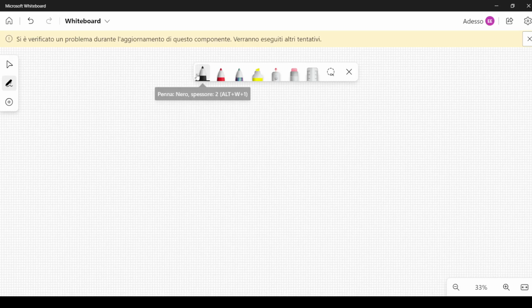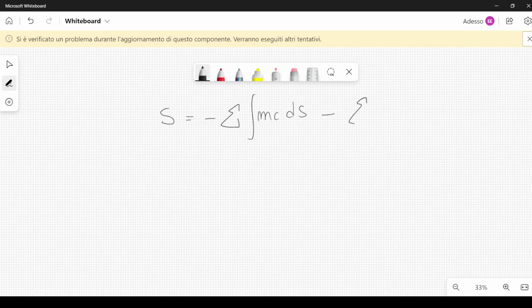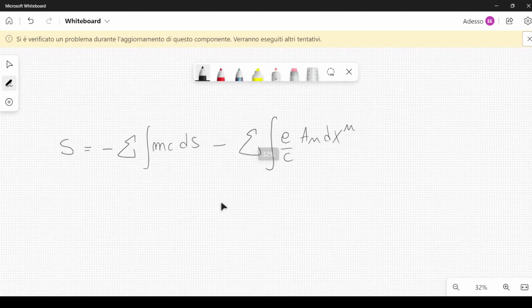In particular, when we have more than one particle, the action can be written in this form. So we have the action, and we can write it symbolically like this. So minus, in this case, I have to sum over all the actions of this kind, integral mc ds. Here this summation is performed over the number of particles. And then I have a similar summation, and I have a term like this, e over c A mu dx mu. And then I also have another contribution.